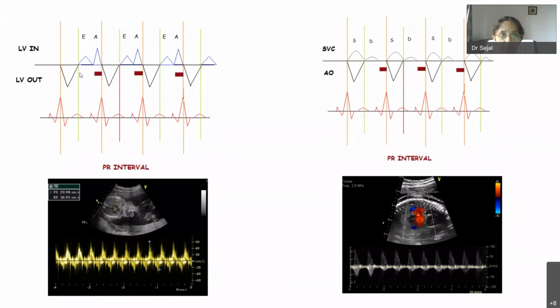You can see here that the A wave begins here. The beginning of the A wave and the beginning of the V wave in the LV inflow-outflow view makes the PR interval. So this duration makes the PR interval. In the SVC-aorta Doppler, similarly, the beginning of the A to the beginning of the V. Here you can see the S and the D, and then the end of the D and the beginning of the V. This is what gives us the PR interval.